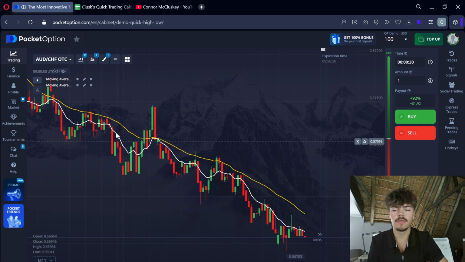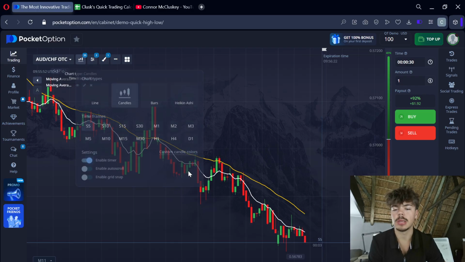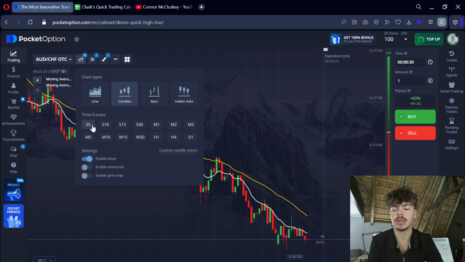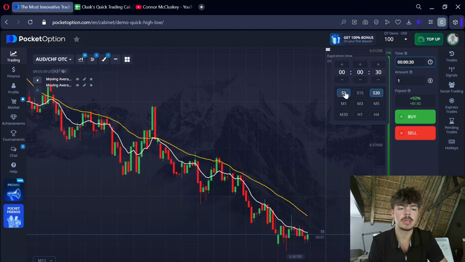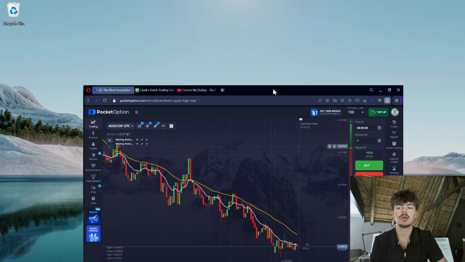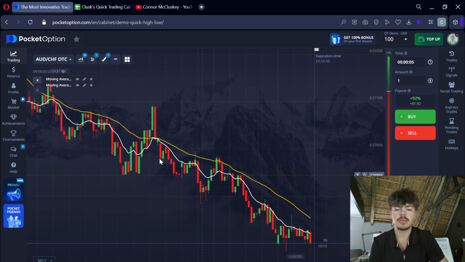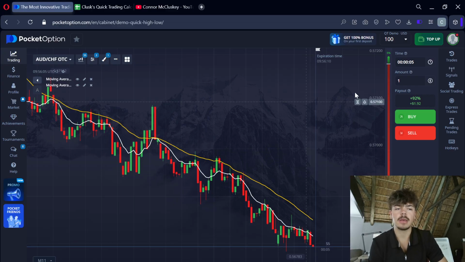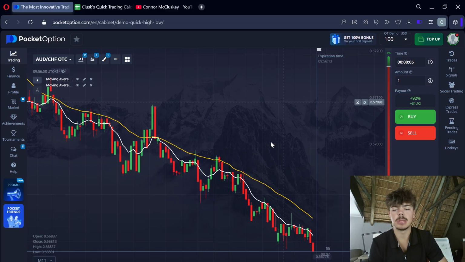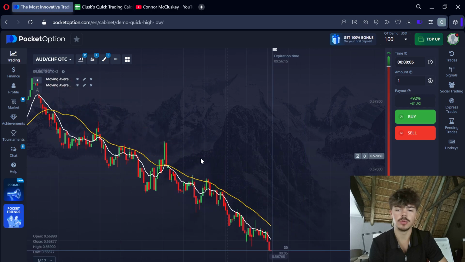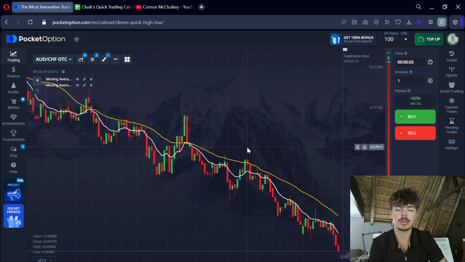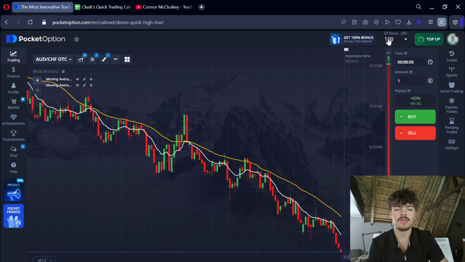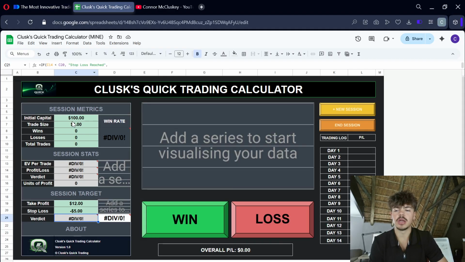There we go. Perfect. Now you're going to set your candlestick time frame to 5 seconds and you're going to select your trade time to 5 seconds as well. Perfect. Then what you're going to want to do is based on your account balance. Obviously this is a demo account because we're testing YouTube strategies, but what I'd like you to do is to make sure you have a balance over here, and you're going to come to the trading calculator and you're going to put your initial capital into here.